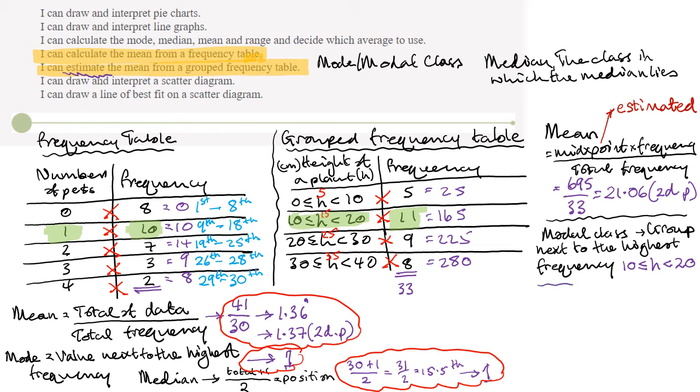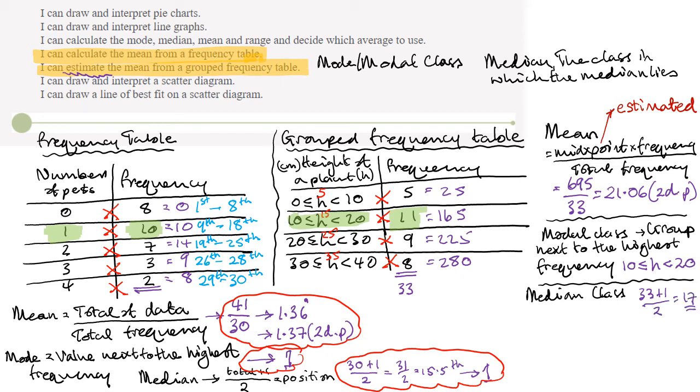And then the last thing is you could be asked for the class in which the median lies. So if I just write median class. Now again, it's very similar to what we did before. So median was total frequency plus 1 divided by 2 to give us the position. So the total frequency is 33. If I add 1 to that and divide by 2, that's 34 divided by 2, so I get 17.